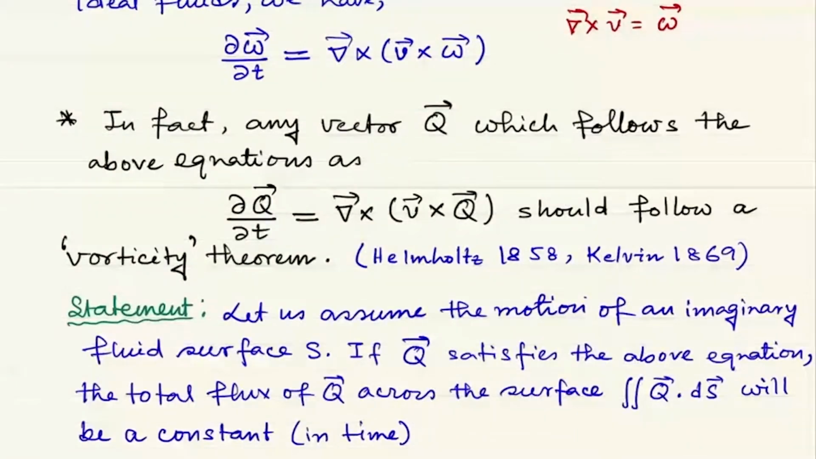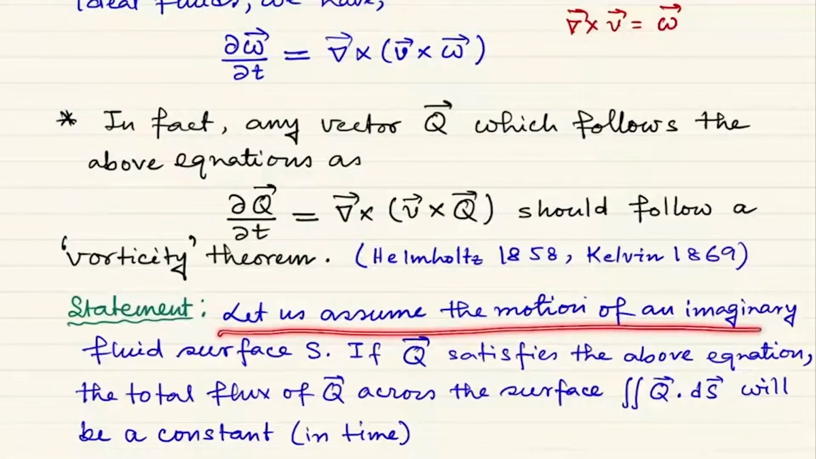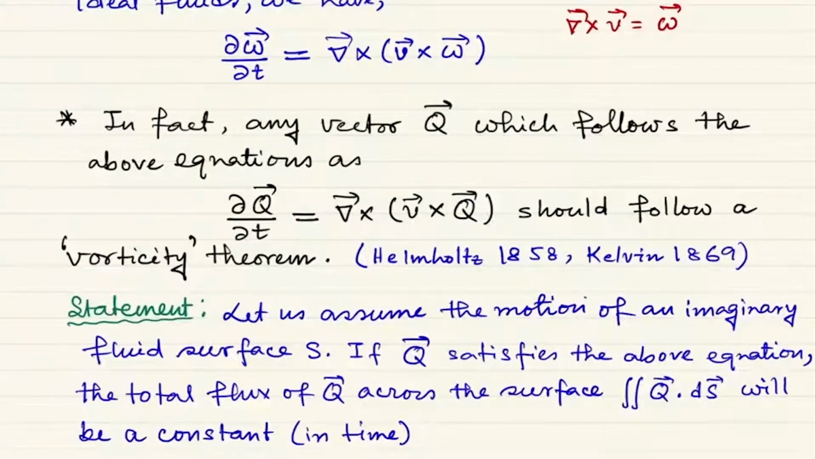So the statement is, let us assume the motion of an imaginary fluid surface. So in a flow field, you imagine an imaginary fluid surface S. What is the meaning of fluid surface? That means a 2D surface, a 2D plane type of thing, which is made up of fluid particles. This is not something where there is no fluid particle. That is not possible. So this is an imaginary 2D entity constituted by the fluid particles.